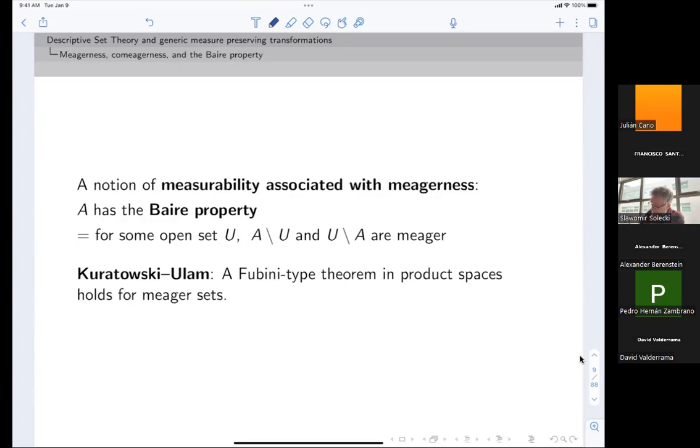It does fulfill a Fubini type theorem in product spaces. This is the usual thing: if I am in a product space and I have a set with the Baire property, and most vertical sections are meager, then most horizontal sections are also meager. This is an important point, as a theorem of this type will enter in a crucial way in the proofs of the main theorem that I will discuss.